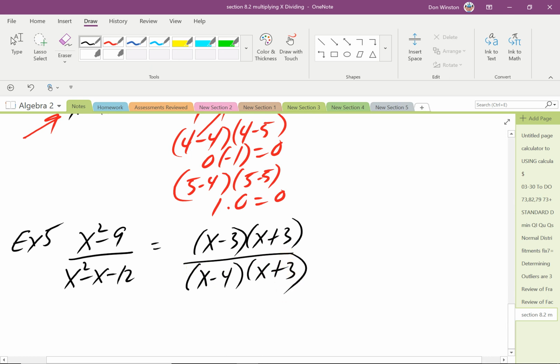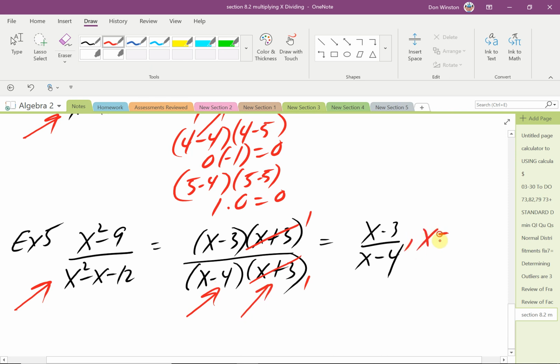Now my common factor for both my numerator and denominator would be the x plus 3. So x plus 3 goes into x plus 3 once, and x plus 3 goes into x plus 3 once. There's nothing else to cancel out. I have x minus 3 over x minus 4. But my domain restriction, again, always starts from the beginning, or here. And so here, x cannot equal 4 or negative 3.